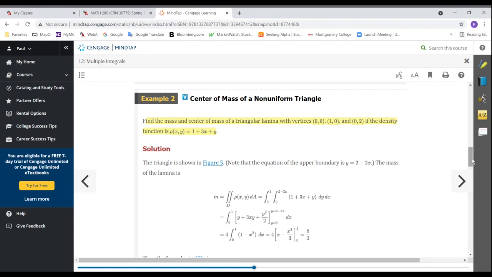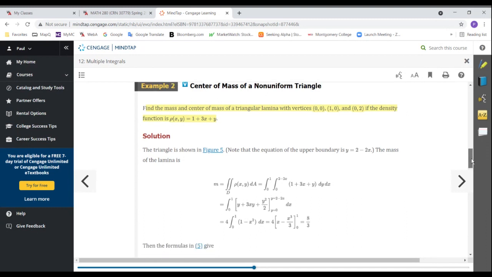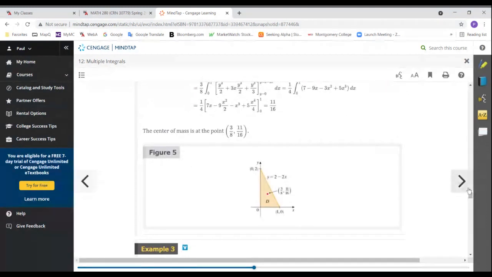So certainly on the exam, I'm going to be expecting to see a lot of pictures for problems where you have to come up with the limits, right? I mean, you can't get the limits without having a region D, right? And so, okay, here's that figure 5. Here's the triangular lamina with vertices 0, 0, 1, 0, and 0, 2.